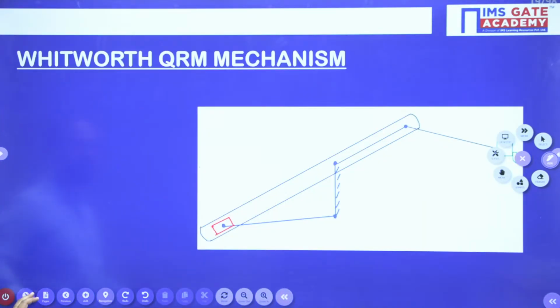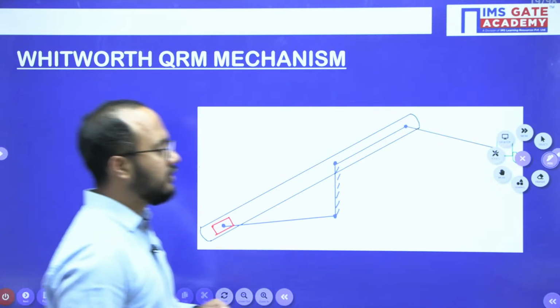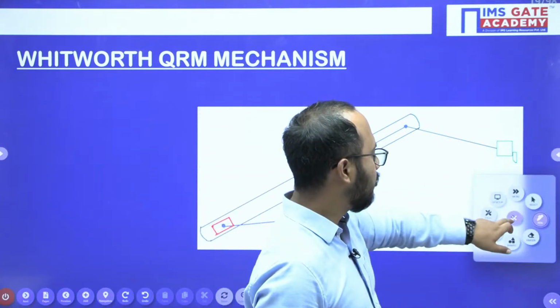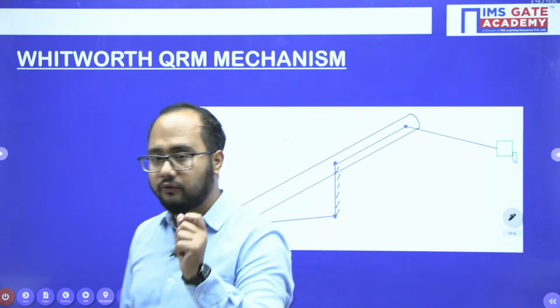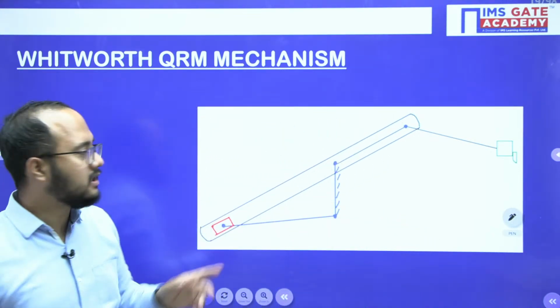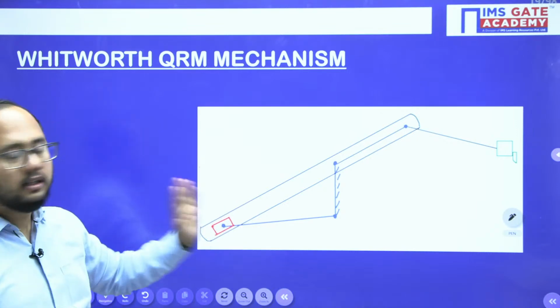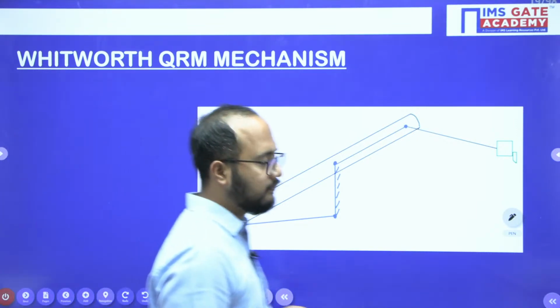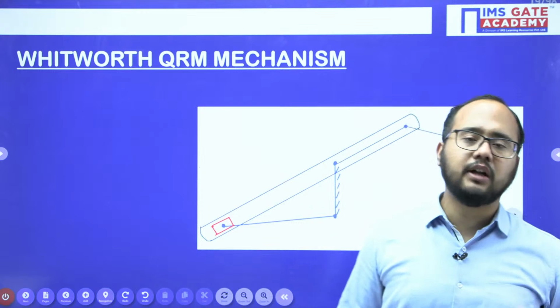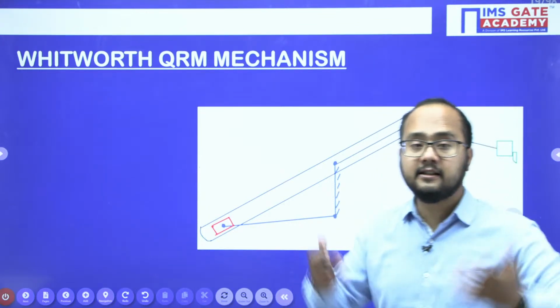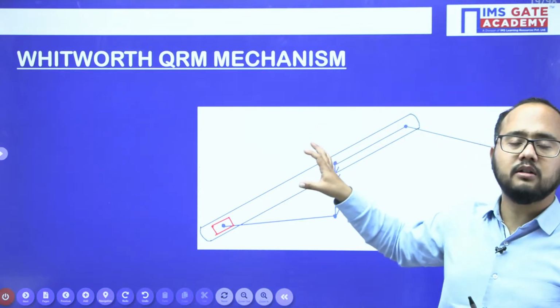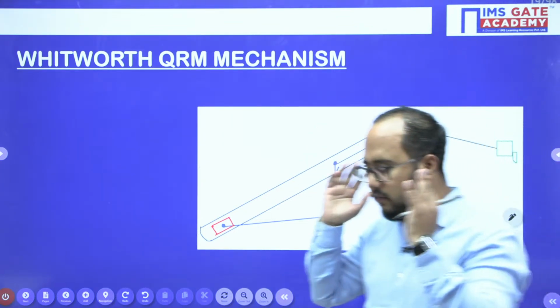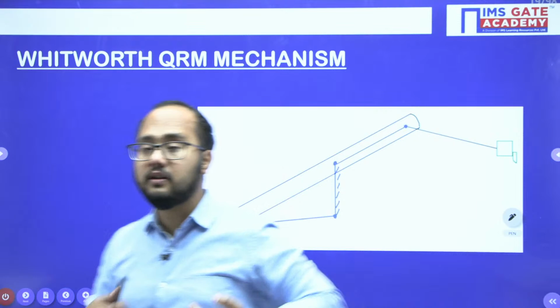Now, next mechanism, Whitworth. In GATE 2021, they asked for the first time in the GATE examination this Whitworth quick return motion mechanism. Okay, only one numerical till now they have asked. So the possibility is there they can ask more questions from this Whitworth quick return motion mechanism. So you have to be very careful while solving such questions.